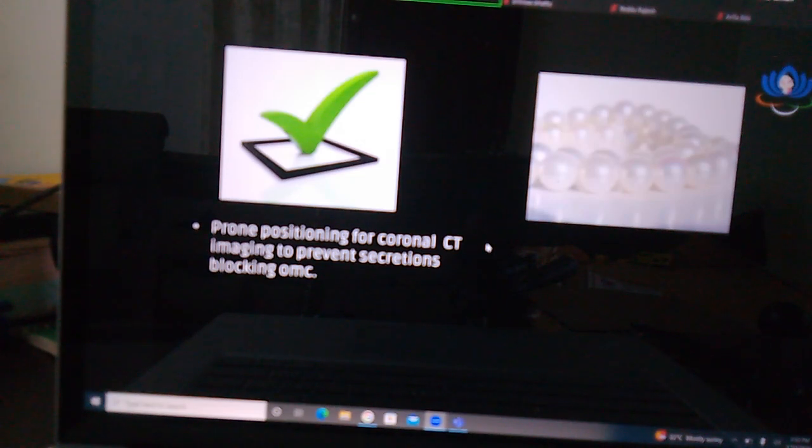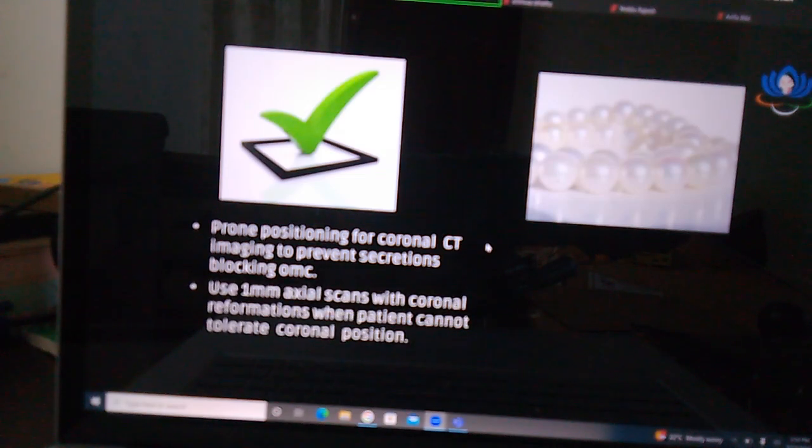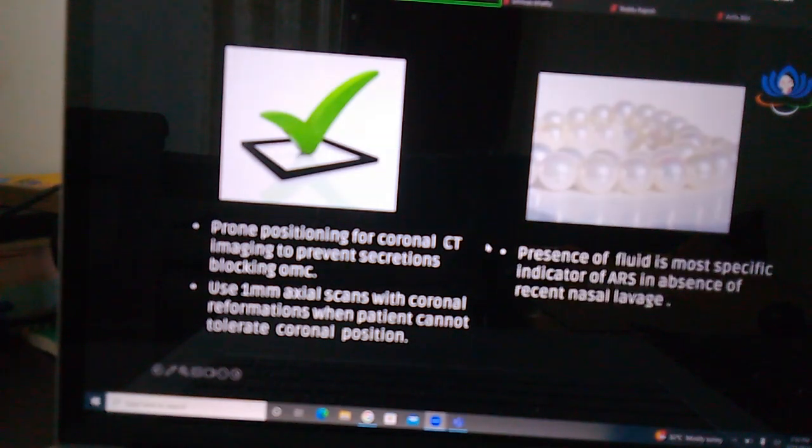Earlier we used to get a CT scan done in prone position, but we don't do it anymore. This was mainly to prevent secretions from blocking the orbital unit. But now what we use is 1 mm axial scans with coronal reformations, the computer algorithm reconstructions. So now nobody does it in prone position. This was earlier; it's mentioned in the books. It's not important anymore.